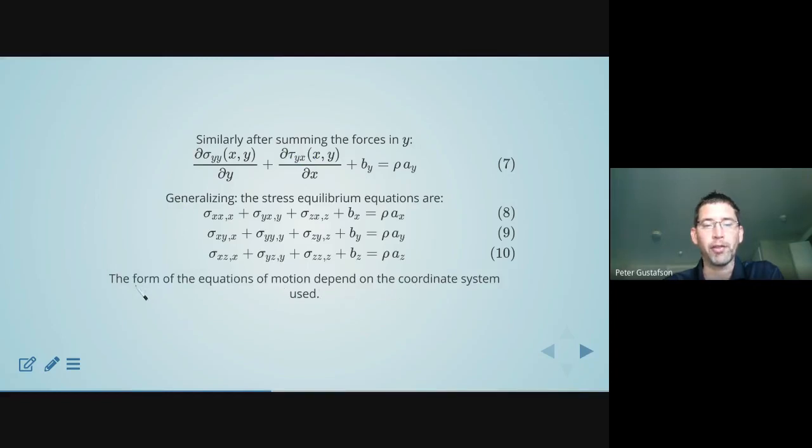It's worth noting that the form of these equations depend on the coordinate system used. What I mean by that is if you're using a Cartesian system, that's how I have expressed these equations. In a Cartesian system, that's an x, y, z, right? You know, orthogonal linear system. But we would have different expressions if we're talking about cylindrical or spherical or some other general curvilinear system.